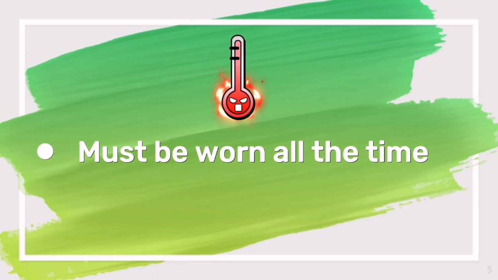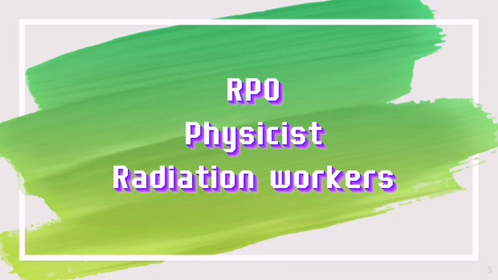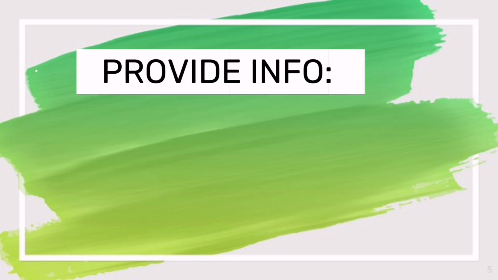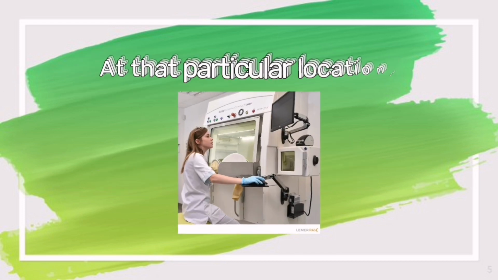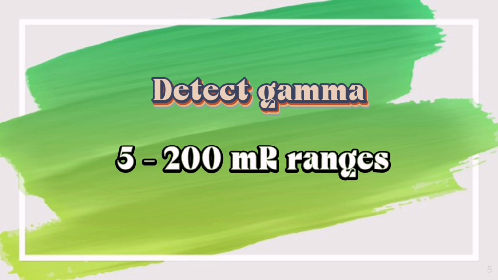It must be worn all the time by the one working with the radioactive source, especially the radiation protection officer or RPO, physicists and radiation workers, because each of them has a radiation exposure limit. It can provide info about the dose or dose rate at that particular location. It can detect gamma at 5 to 200 milliroentgen ranges.